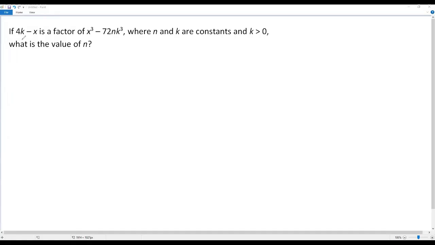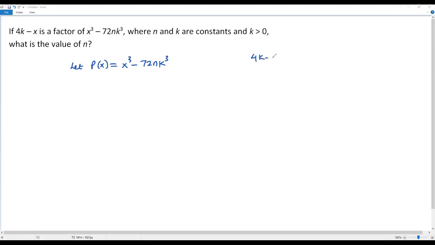Okay, here when I consider this expression, we have three letters: k, x, and n. There is information that n and k are constants. Then the letter x has to be considered as a variable. Now we can consider this expression as a polynomial function p(x). That is, let p(x) = x³ − 72nk³. The question says 4k − x is a factor of this polynomial function p(x). Now I can equate this factor to 0 and solve for the variable x.